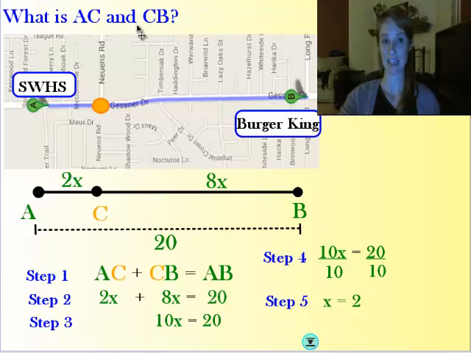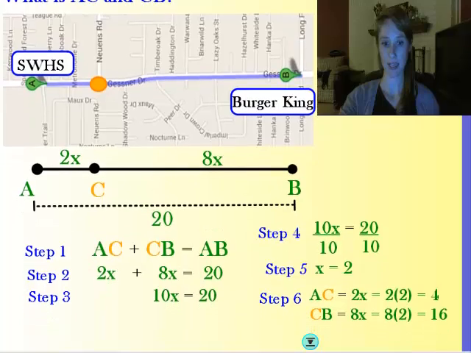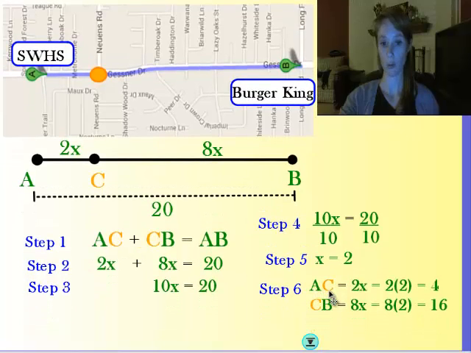Great. Now I'm not finished with this problem because what I want to find is the length of line segment AC and the length of line segment CB. So what I need to do is plug x back in to solve for their lengths. In step 6, I'm going to use the expression for AC, which is 2x, and plug in the value of x, which we found was 2. So 2 times 2 is 4. Great, so the length of AC is 4.